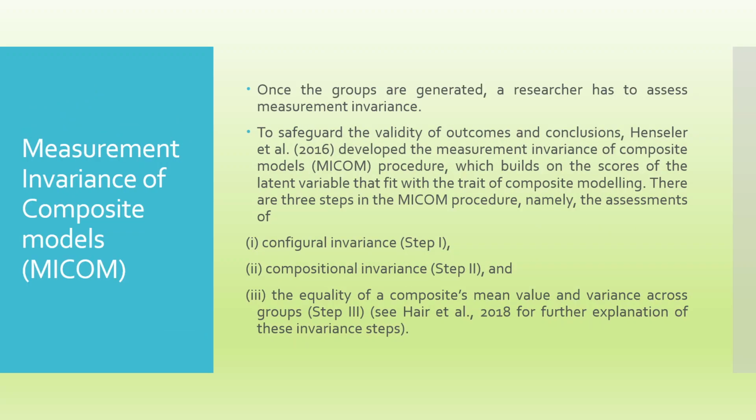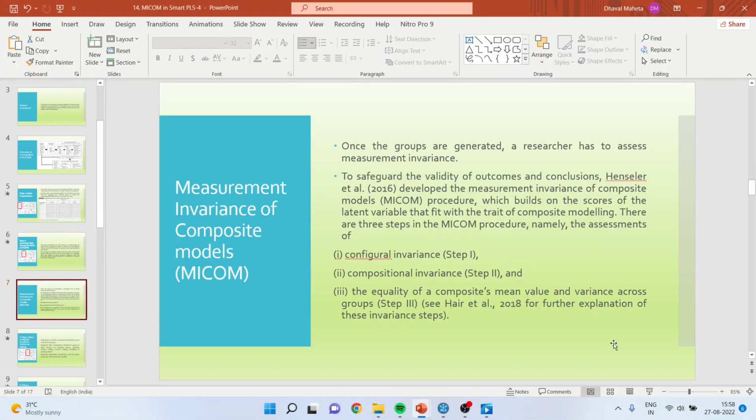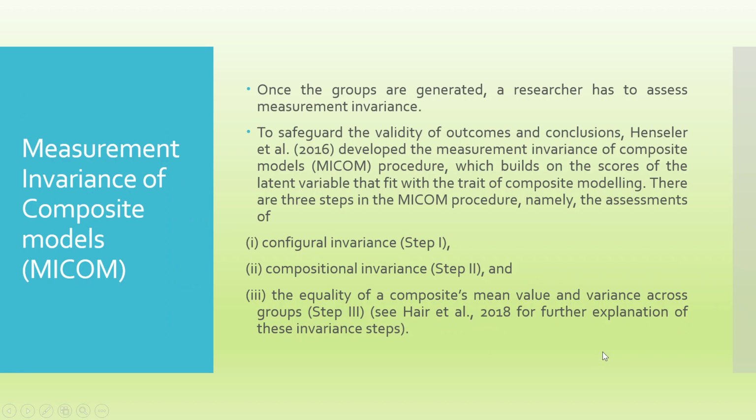Now we want to run MICOM in SmartPLS. Once the groups are generated, a researcher has to assess the measurement invariance. To safeguard the validity of outcomes and conclusions, Henseler developed this procedure in 2016, known as the measurement invariance of composite models procedure, which builds on the scores of the latent variable that fit with the trait of composite modeling. There are three steps in this. One, configural invariance. Second, compositional invariance. And the third one is the equality of the composites' mean value and variance across the groups.